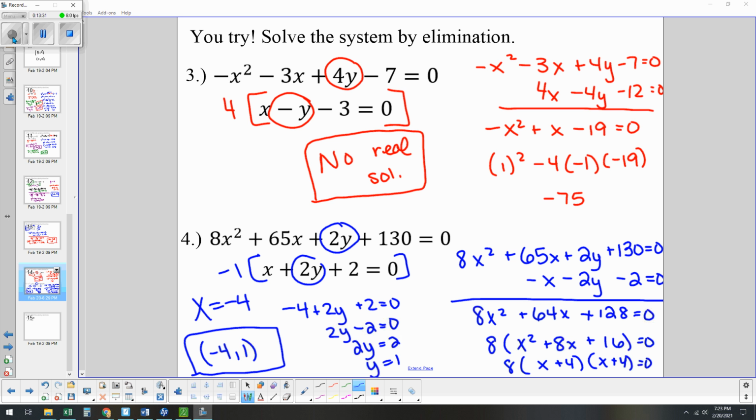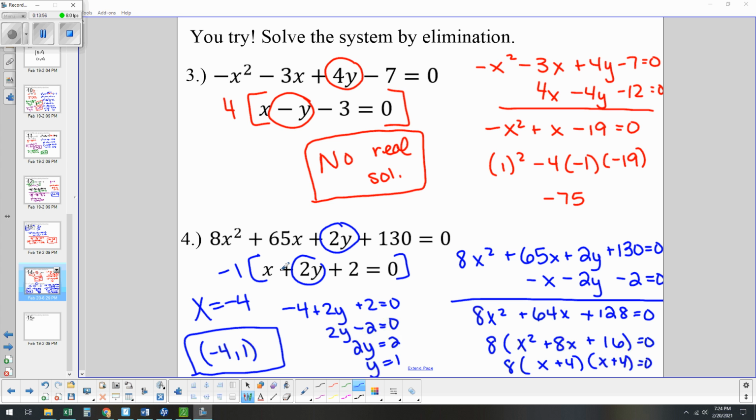For number 4, I decided to get rid of the y's as well, so I multiplied the second equation by negative 1. Doing so, I got 8x squared plus 64x plus 128. I can divide everything here by 8, so I'm left with x squared plus 8x plus 16. The two things that multiply to 16 and add to 8 are 4 and 4. So my solution for that part is x is negative 4.